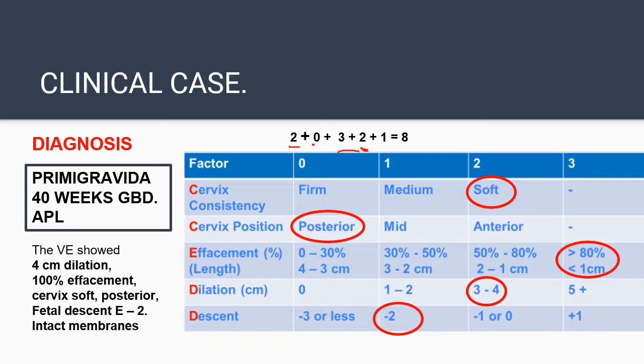And in this one, we have -2. That is engaged, but not well descended. So that gives us a point of 1. In total it is 8. That means good and favorable cervical conditions.